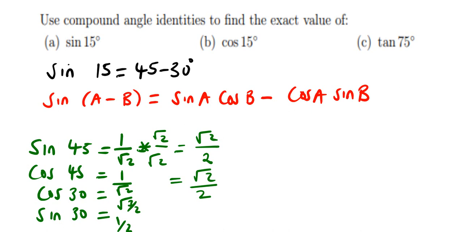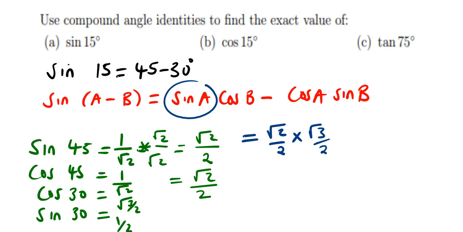So in our equation, we've got sine a. Sine a, we're saying it is what? It's 45. Okay, not that. It's this one that we just found. So we're just going to replace. What we have is root 2 over 2. This is multiplying by cos b. Cos b, what is cos b? Cos b is root 3 over 2.